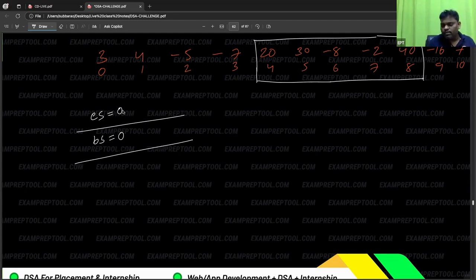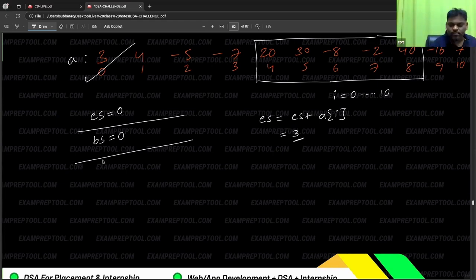Now take the first element, with I value 0. Every time sum is equal to every time sum plus A of I, where I ranges from 0 to 10. So every time sum is equal to every time sum plus A of 0, so every time sum becomes 3. First add the first person. After adding, check every time sum and best sum.